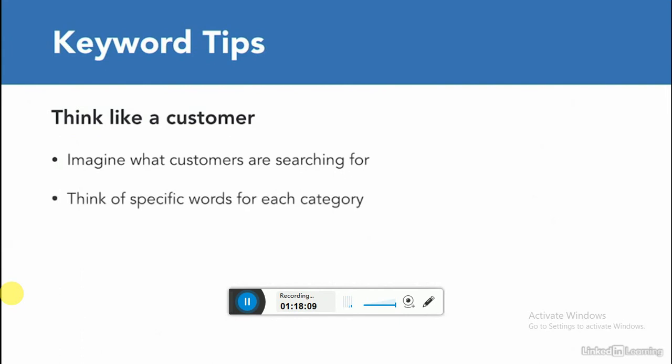Think of specific search words for each category of product that you have available, and use your persona exercises to get in your customer's head. Remember, you want to know how they're thinking about your product. It's not pre-owned vehicles, it's used cars.